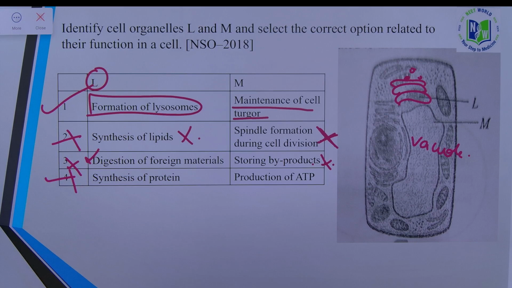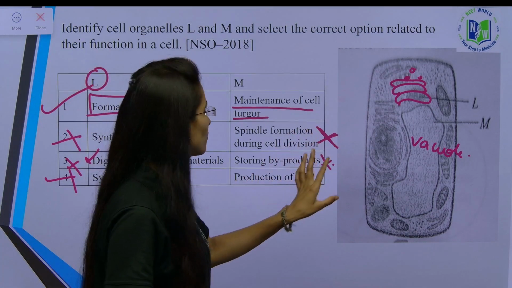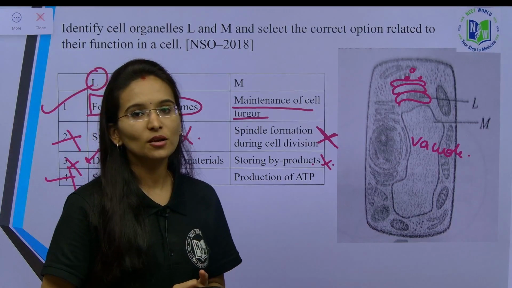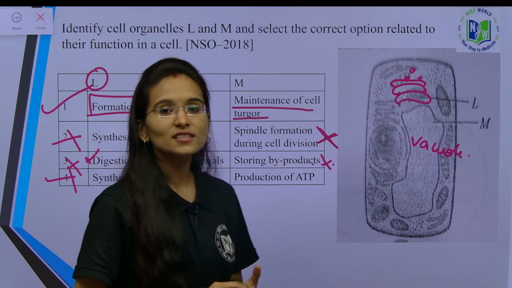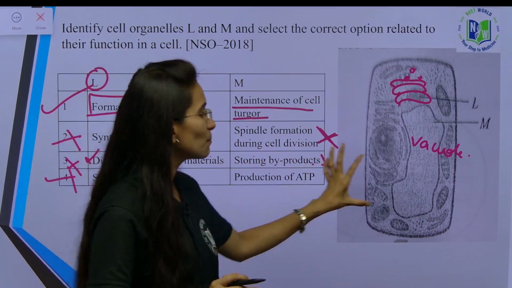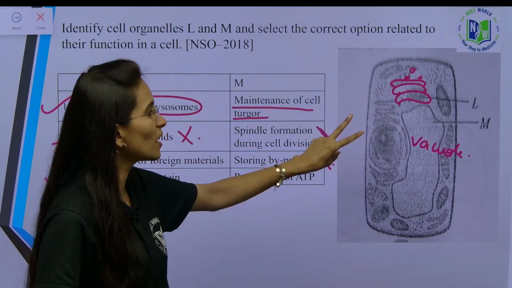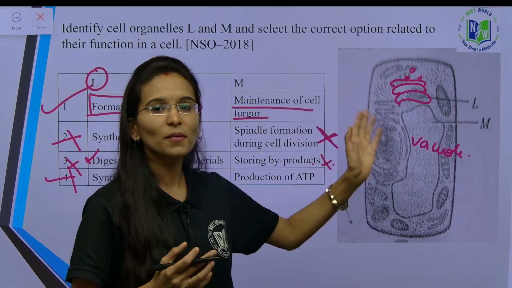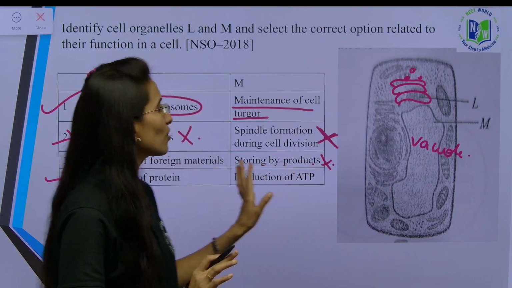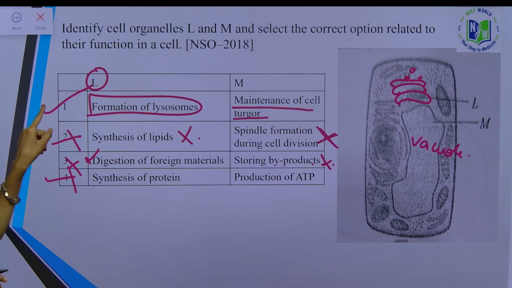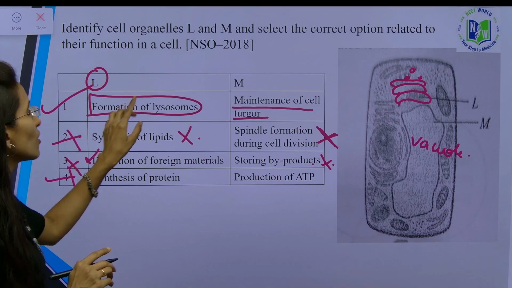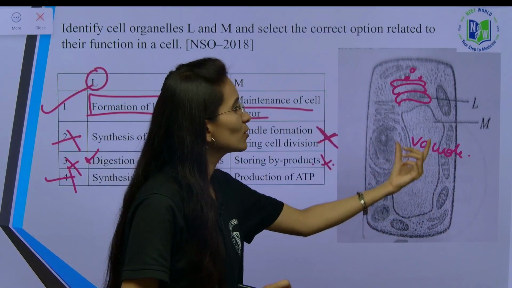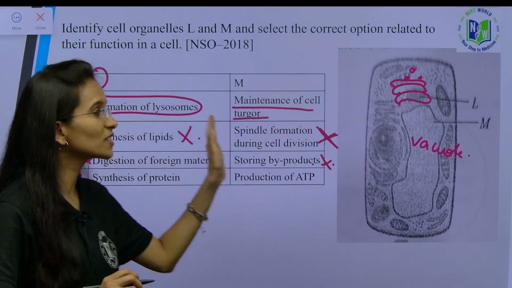Coming towards option 4, synthesis of proteins, production of ATP. Which is involved in the synthesis of protein, students? Rough endoplasmic reticulum, right? But here production of ATP, in the sense you need to label the part as mitochondria, but the labeling parts given are only two. One is Golgi bodies and the second one is vacuole. In the labeling parts we cannot find the mitochondria. So among all these we can find only the right option, the first one. Formation of lysosomes and maintenance of cell turgor, okay. So this will be the vacuole and it is the Golgi body. So the right option is option 1.